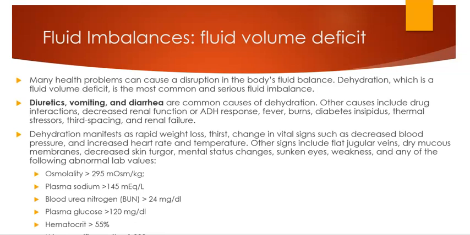So, a rapid weight loss, consistent thirst, vital signs. If you're hypovolemic, you'll be hypotensive, you'll have tachycardia, you'll have tachypnea as well, and you'll probably be febrile because your body can't regulate its temperature because of that. When you're dehydrated, you'll have flat jugular veins. They will not be distended when you're laying at that 30-degree angle.